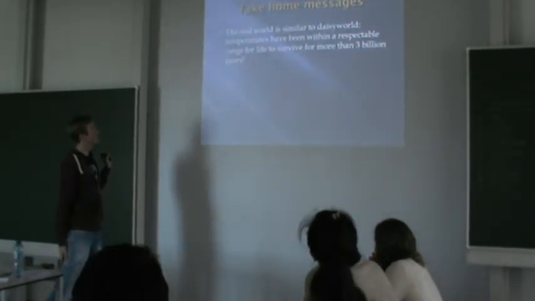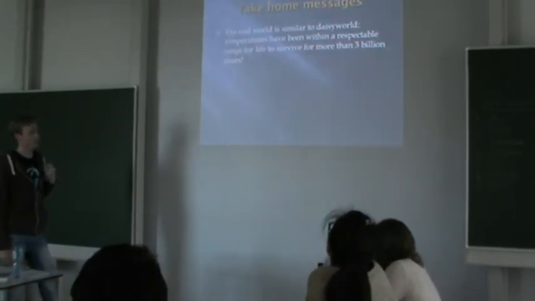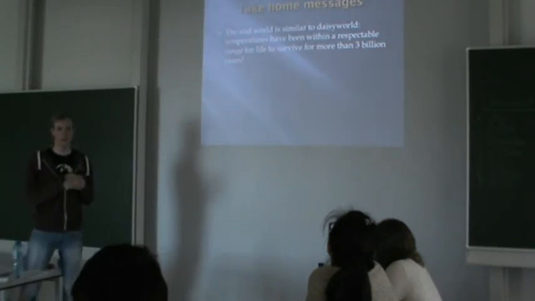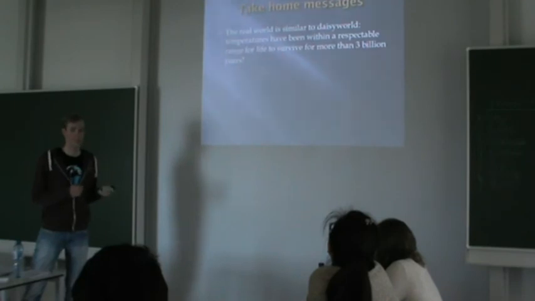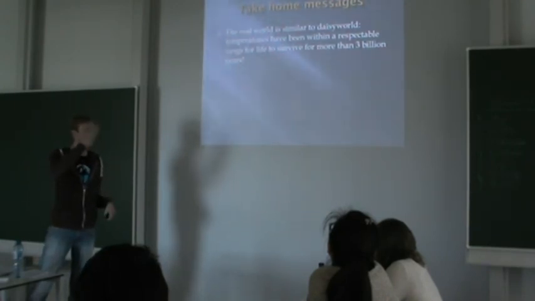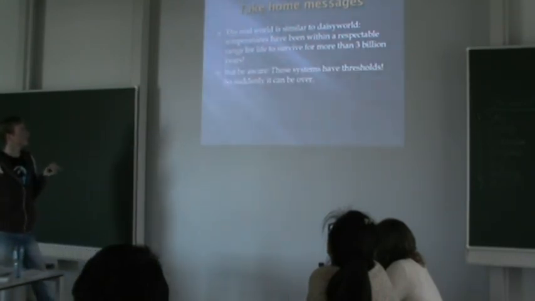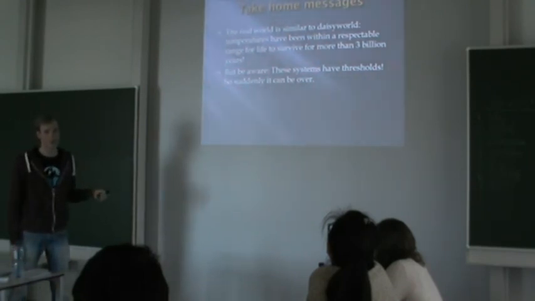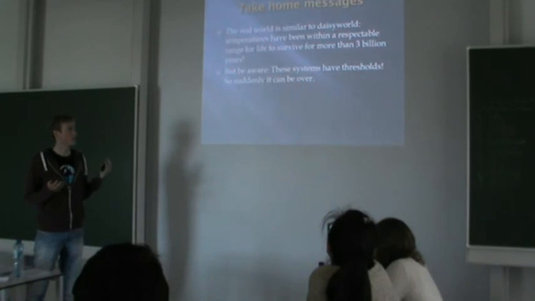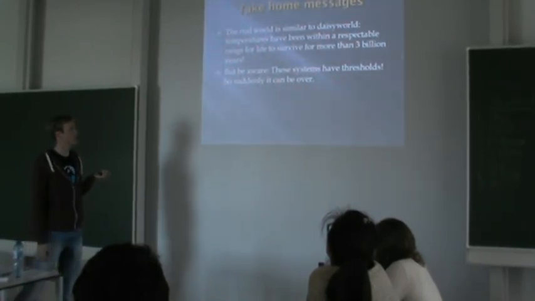And that is that the real world is similar to Daisy World. Temperatures have been within a respectable range for over 3 billion years, and that is because of the vegetation growing on this world. If it wouldn't be the case, temperature would be much more fluctuating over time. But you also have to be aware that these systems have thresholds, which means that once these thresholds are overtopped, everything disappears and you live on a dead planet.